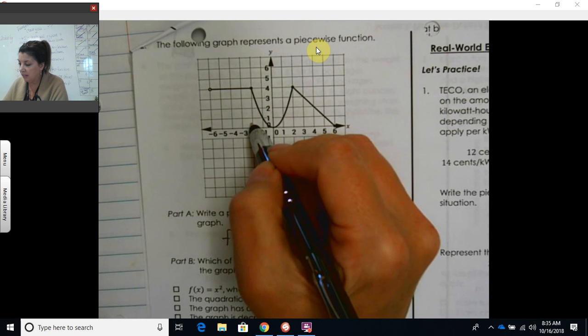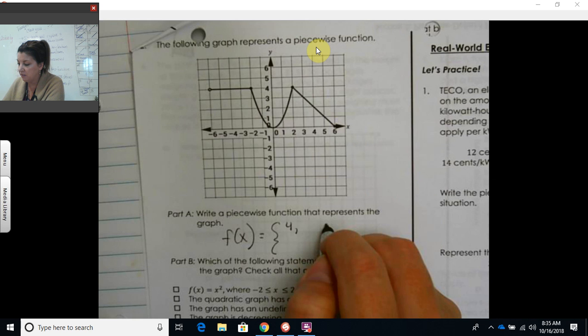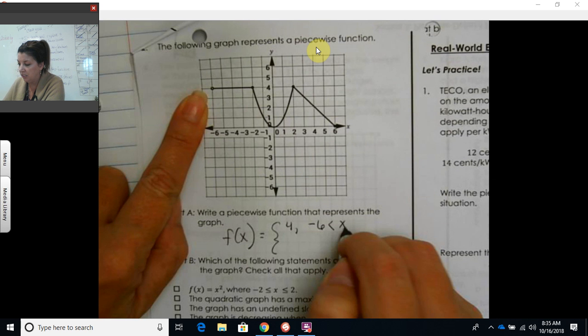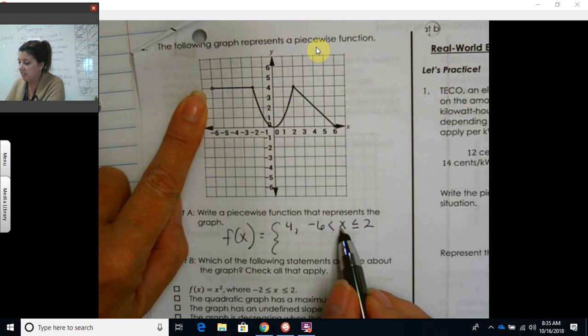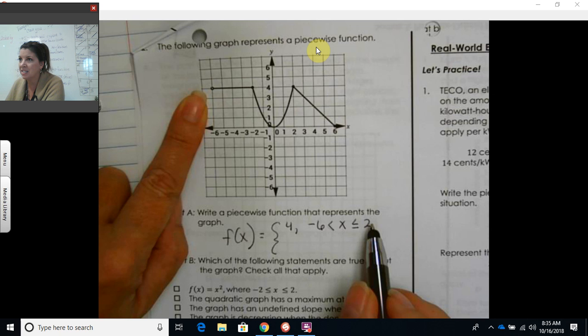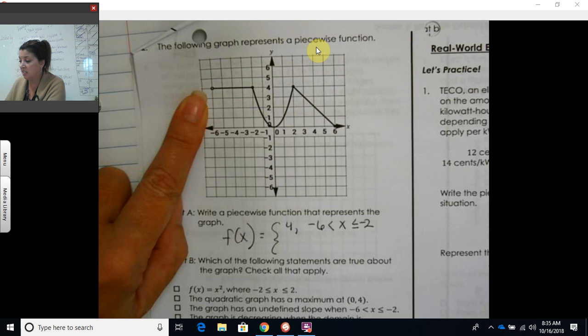The starting value is negative 6, not included. Negative 6 is less than x is less than or equal to negative 2. If you put the x in the middle, then these signs are both less than, and then you would put the or equal to if it includes it. So when I read this, I say x is between negative 6 and negative 2. Does not include negative 6, but it includes negative 2.